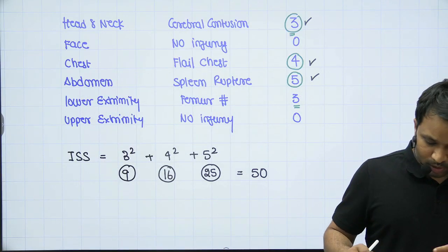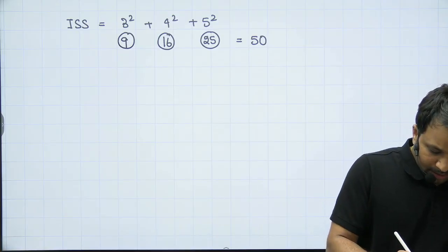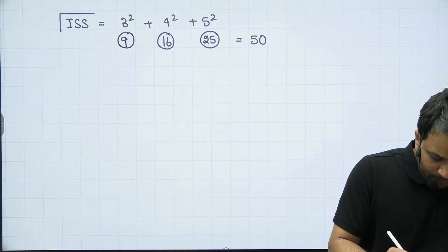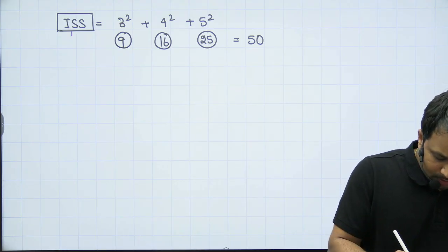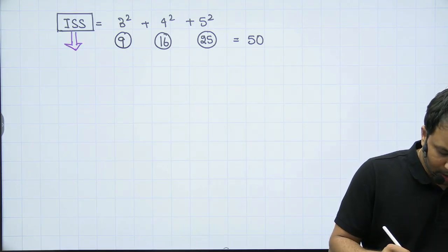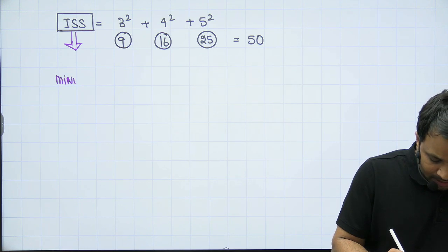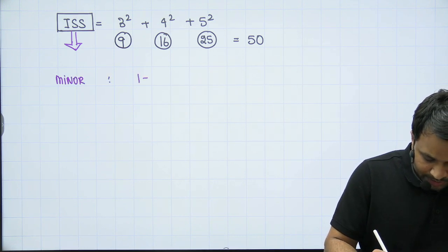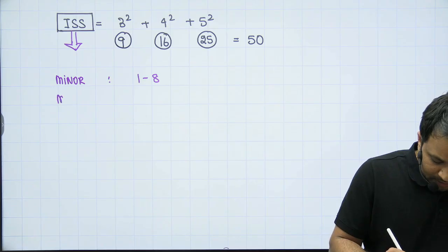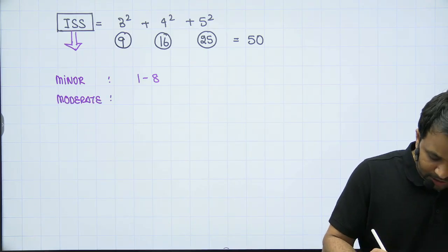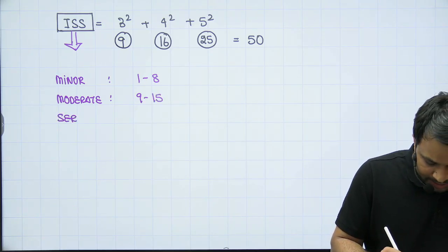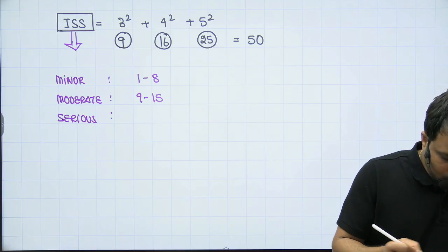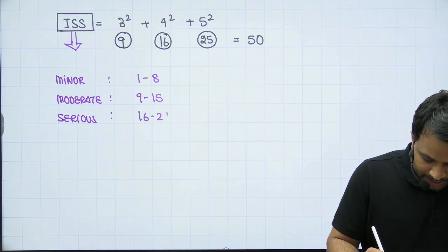Based upon this ISS score, we will categorize the injuries into the following components. So what are the injuries that we are going to classify into? We have the minor injuries where a total score is between 1 to 8. Then you have the moderate injuries where the score is between 9 to 15. Then you have the serious injuries where the score is going to be 16 to 24.